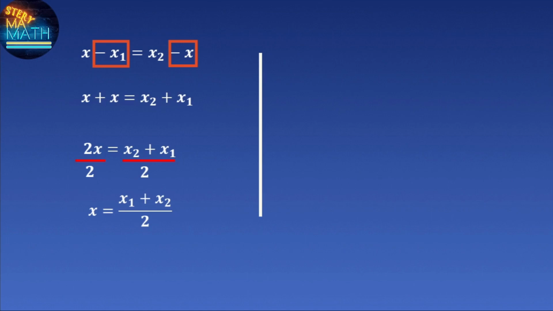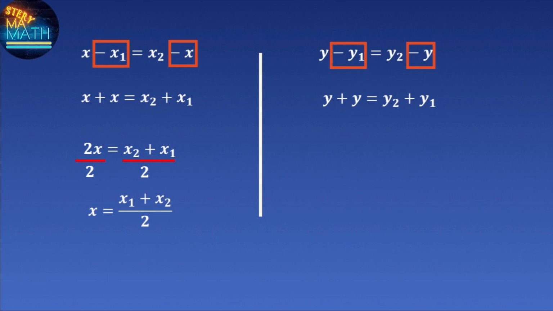Now we can deal with y coordinates. So y minus y1 is equal to y2 minus y. And similarly, we can swap negative y1 and negative y in opposite signs. So it will be y plus y is equal to y2 plus y1. And y plus y is 2y. So 2y is equal to y2 plus y1. And divide by 2. So it will be y is equal to (y1 plus y2) divided by 2. And this is the second coordinate.